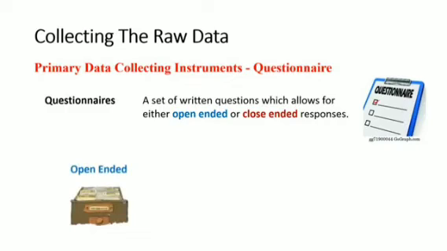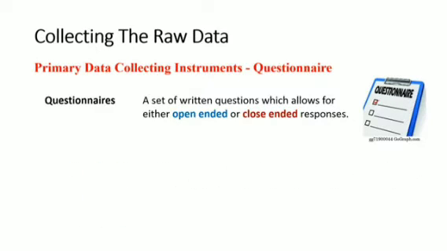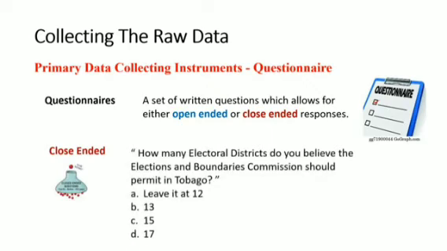Here's an example of an open-ended question. Note carefully, the respondent can answer in a variety of ways. And here's an example of a closed-ended question. Note carefully, the respondent can only answer in one out of the four ways. These ways are normally set by the researcher.